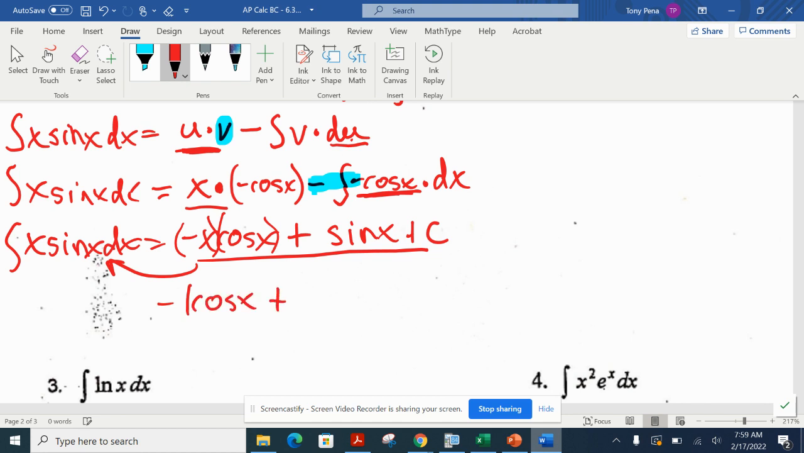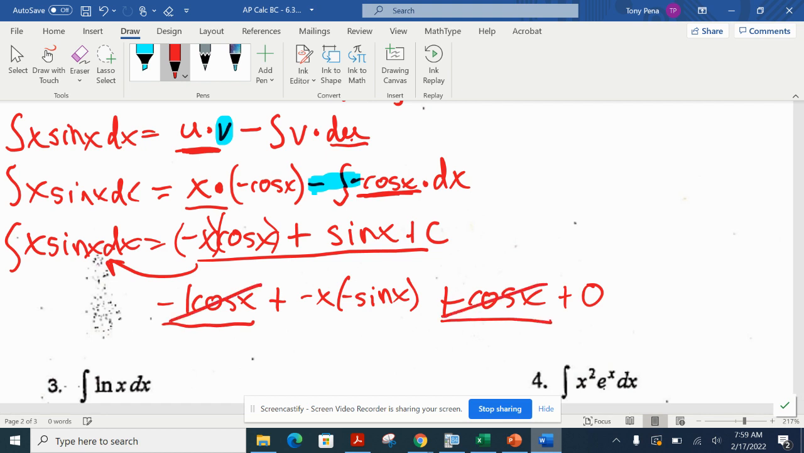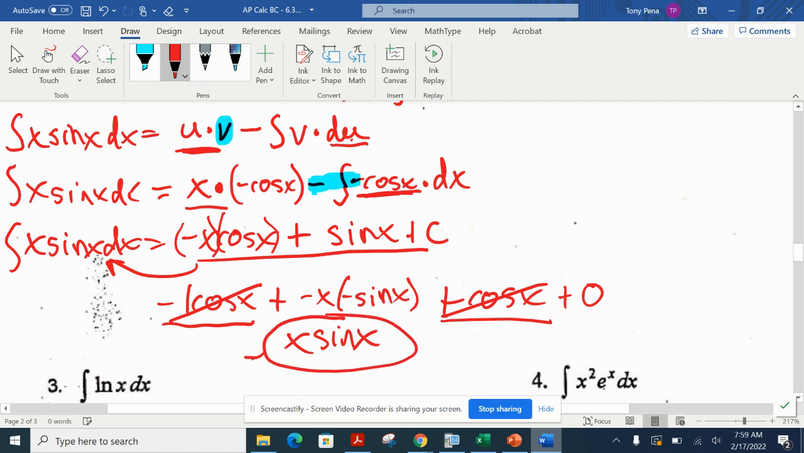Product rule, you add, leave the negative x alone. The derivative of cosine is a negative sine of x, plus the derivative of sine of x is cosine of x, and then the derivative of any constant is going to be a 0. So what you'll notice, we have a negative cosine here, we have a positive cosine here, so those are going to cancel. In here we have negative, negative, creates a positive overall product of x sine of x. The constant drops out. Notice how this was, in fact, what we started with.